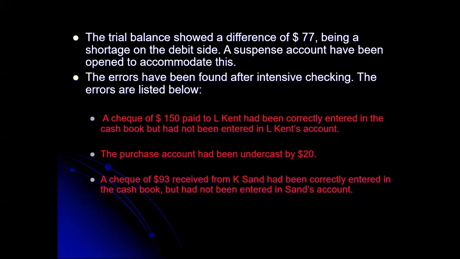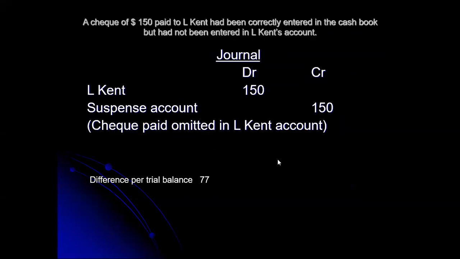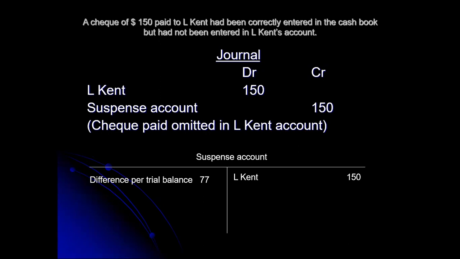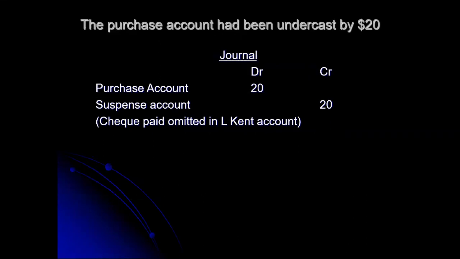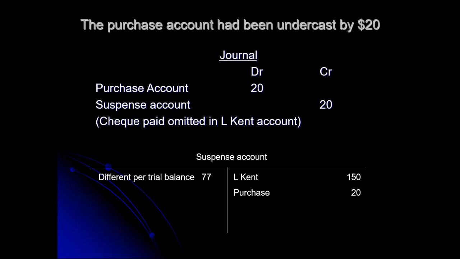Okay. The second error is the purchase account had been undercast by 20. Purchases is a debit balance account. So if purchases have been undercast by 20, it means we need to debit a further 20 to the purchase account to correct the situation. So we debit purchase account 20 and we credit the suspense account by 20. Following through, since you are crediting the suspense account, you'll enter 20 on the credit side of the suspense account.